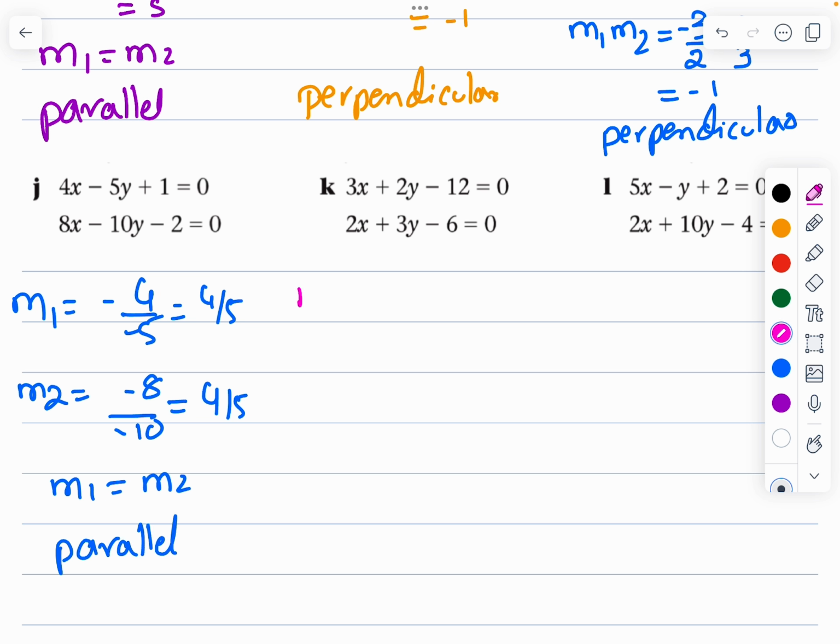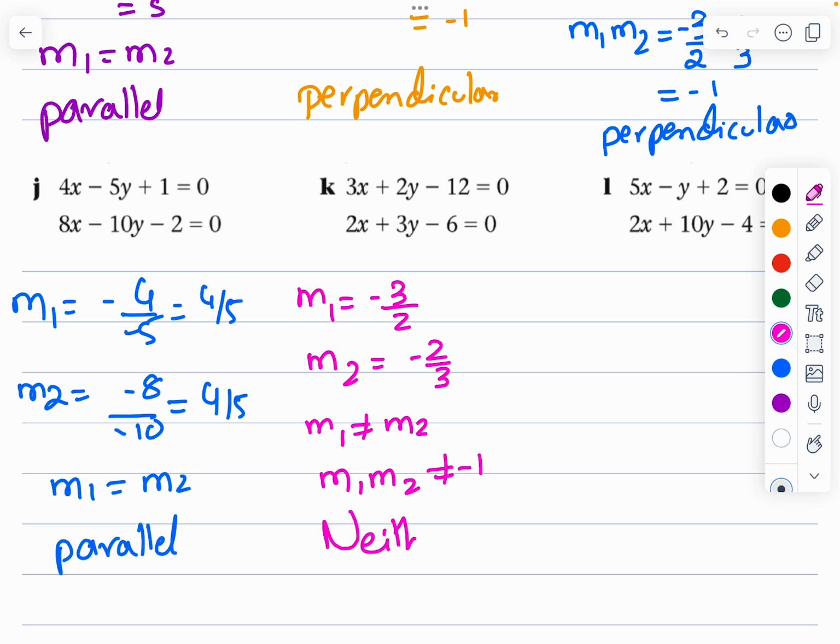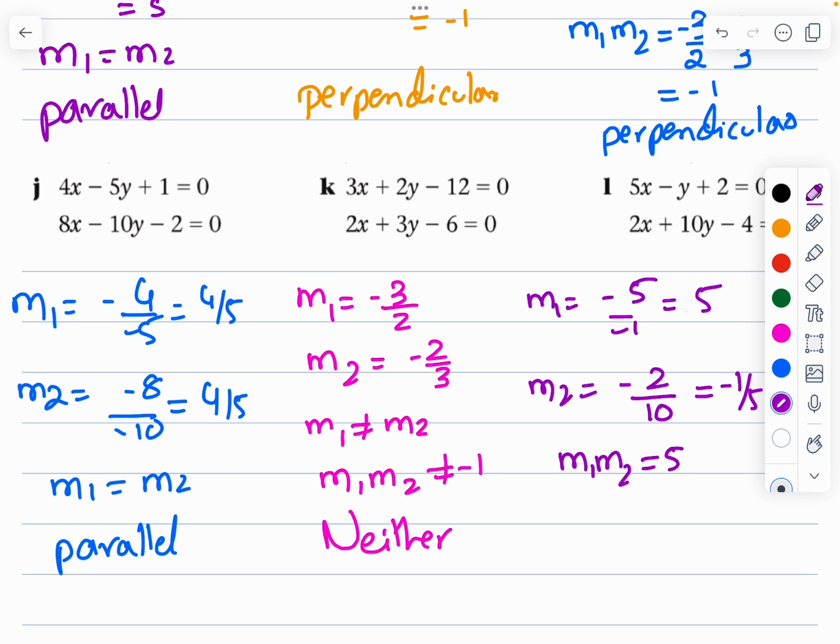Now for this one, m1 equals -3 upon 2. m2 equals -2 upon 3. m1 is not equal to m2 and when I multiply also, I'm not going to get -1. So therefore, it is neither. For the last one, m1 equals -5 upon -1, which is 5. m2 equals -2 upon 10, which is -1 upon 5. When I multiply them, 5 times -1 upon 5, which is -1. So therefore, they are perpendicular.